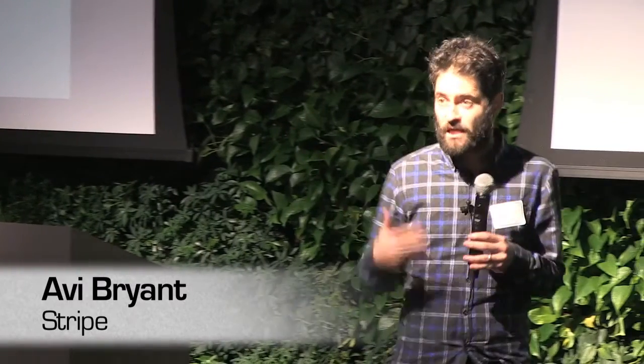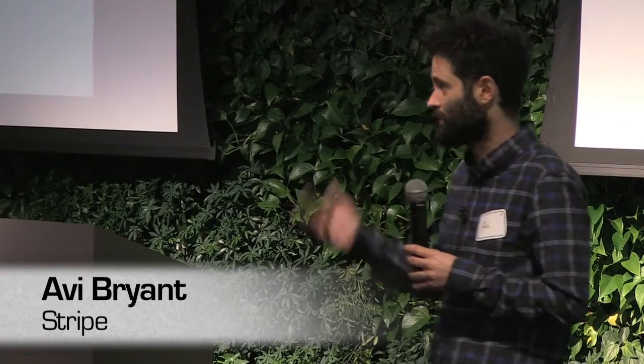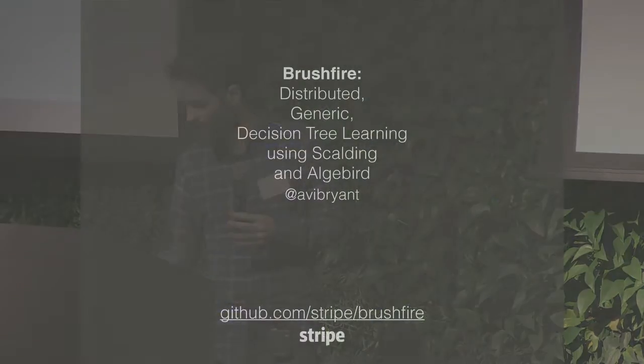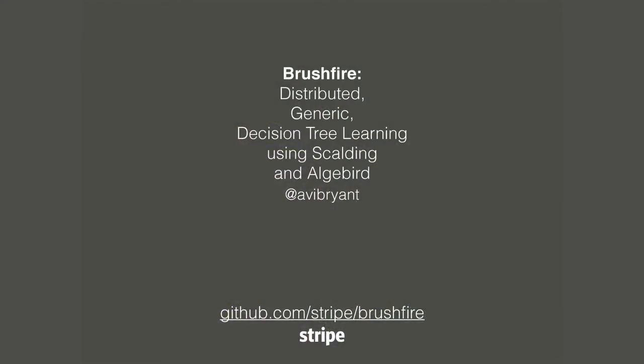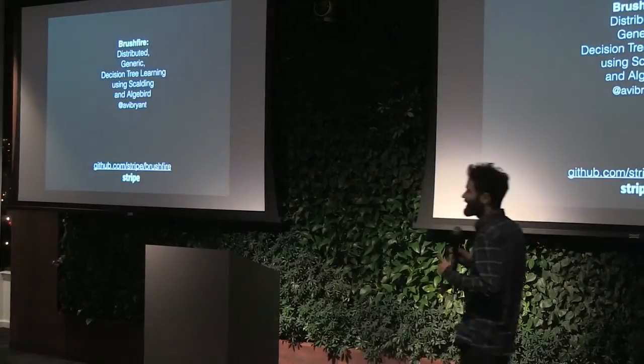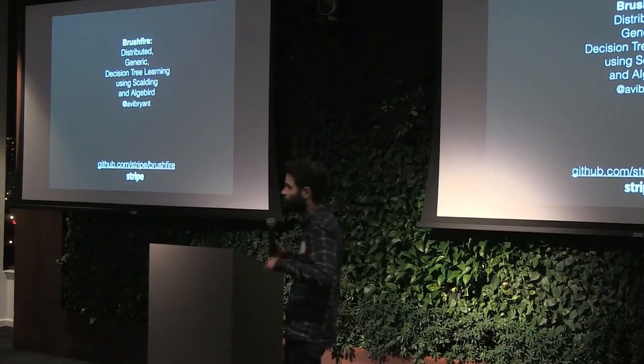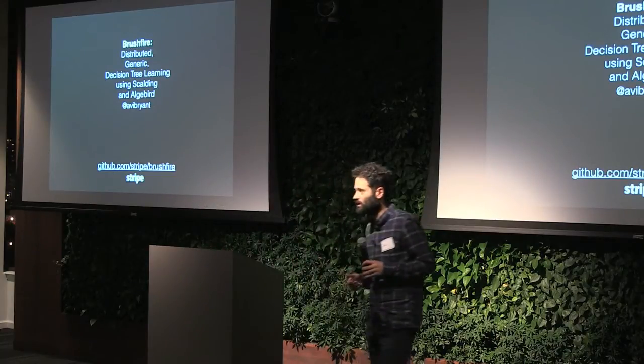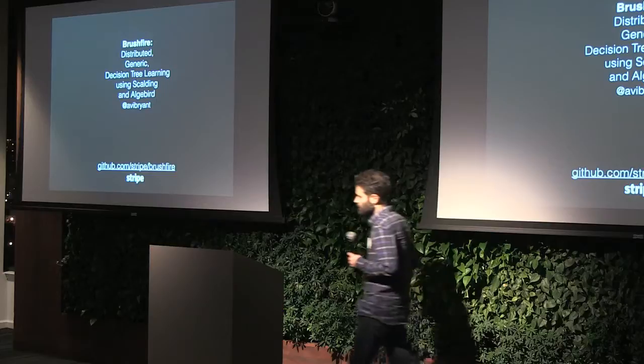And so this is a talk about an application of Scalding and especially of Algebird. We use it at Stripe for machine learning, and in particular for training decision trees. And so the title of this talk is Adding Tree and Tree, but a more descriptive title is probably this. So Brushfire is a generic framework for distributed decision tree learning using Scalding and Algebird. And it's open source. You can find it on GitHub.